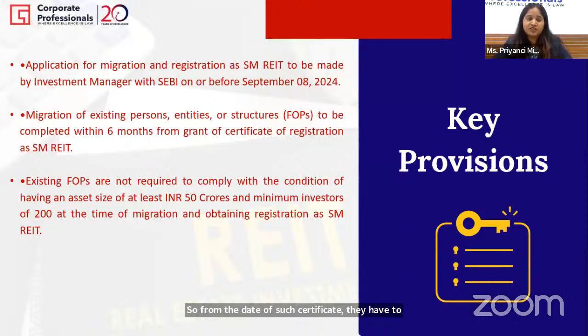Also, very interestingly, there is a requirement for SM REITs that will list: they need to have an asset size of at least 50 crore and a minimum of 200 investors. This is what they have to comply with at the time of listing. This requirement is not required to be met at the time of migration. So for migration and for getting registration as an SM REIT, this requirement is not applicable at that stage.